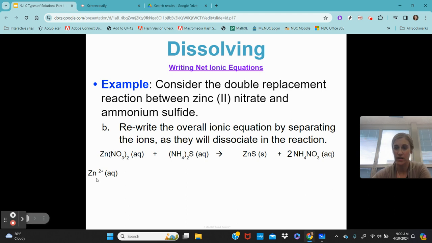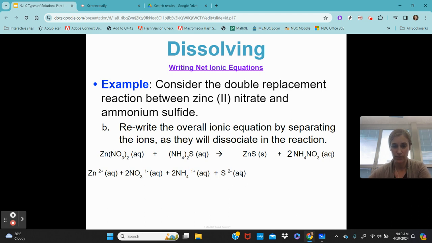So this is very detailed because we have 2 types of ions for each compound, and you're going to have to write the charge, and you also write AQ. So it's going to be zinc 2+, and then we have 2 nitrates at a 1- charge, AQ. Then we're going to break up this one: there's 2 ammoniums, AQ, plus a sulfide, AQ. So notice, this is dissociated, this is also dissociated. When I say dissociate, I mean break up. So we have 4 ions on the left side, all AQ.